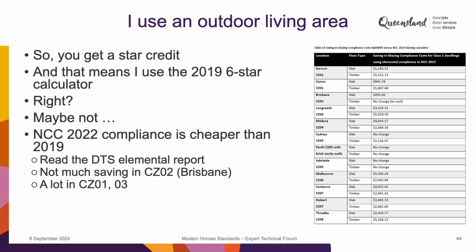So if I'm looking at 6 stars, I should be using the old 6-star glazing calculator. Maybe not. Let me show you what I mean. We went through a couple of the houses and we looked at the glazing requirements at 6 stars with the new calculator, and also at 7 stars, 7 stars with the new calculator and 6 stars with the old calculator.